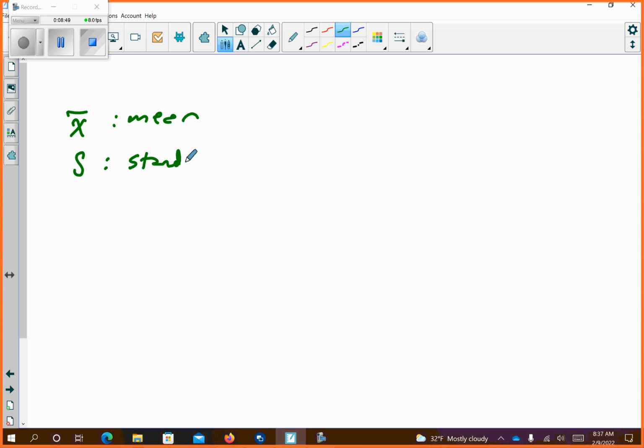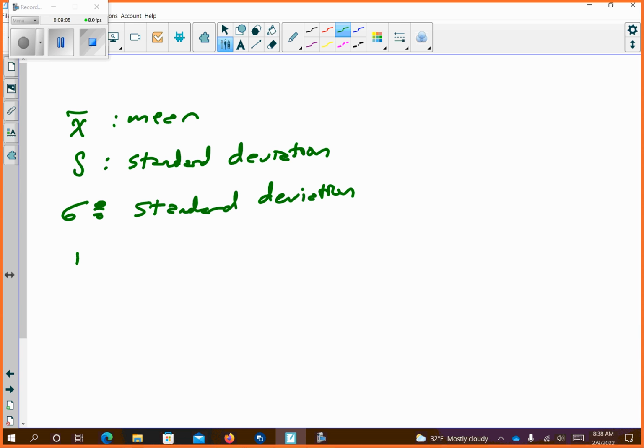Standard deviation. This is also a standard deviation. P would be the percent or the proportion. N is the sample size. Okay, so definitely things to look at. And then this would be good to know as well.